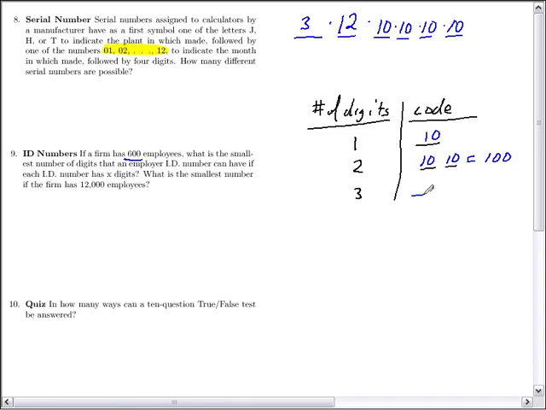3 digits. Now with 3 digits, each spot has 10 choices. And that's 1,000 codes. I have 600 employees, I have 1,000 codes.